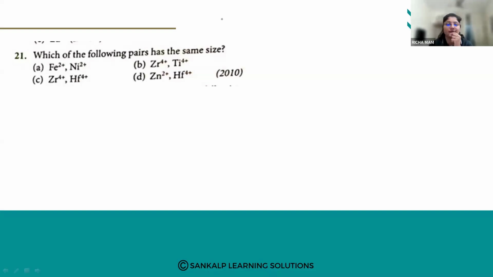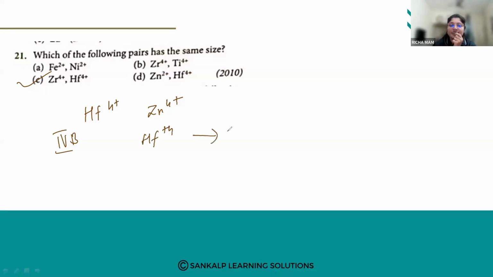Which of the following pairs will have the same size and which is the answer? And what is the reason why they will have the same size? Which pair? Shivaruni has answered it as D. The answer is C. Hafnium +4 and zirconium +4. They belong to 4B, transition elements group 4B. Hafnium +4 will have the same size.